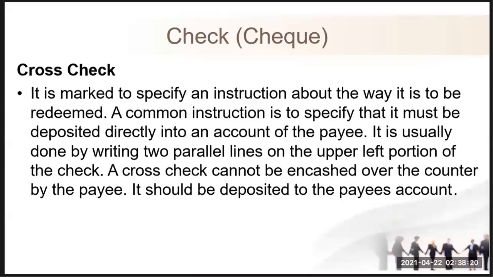Cross-check, it is a mark to specify an instruction about the way it is to be redeemed. A common instruction is to specify that it must be deposited directly to an account of the payee. It is usually done by writing two parallel lines on the upper left portion of the check. The cross-check cannot be encashed over the counter by the payee. It should be deposited to the payee's account.